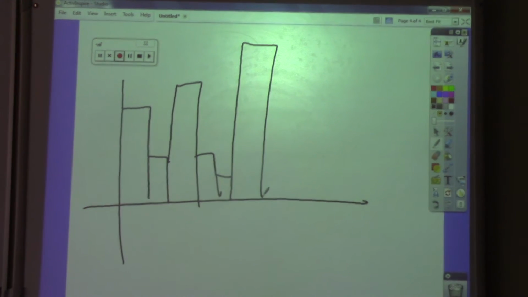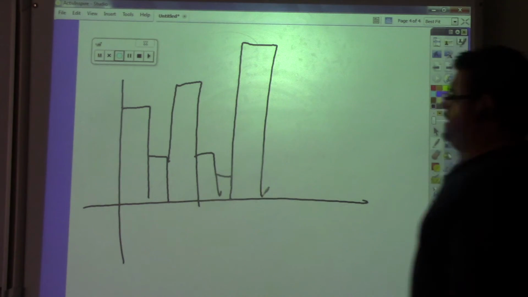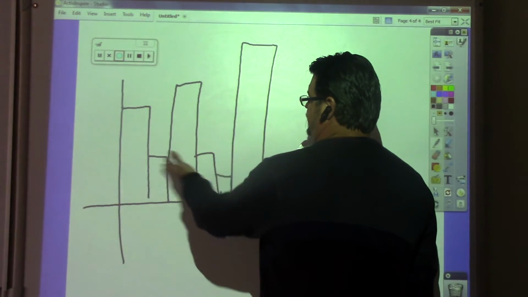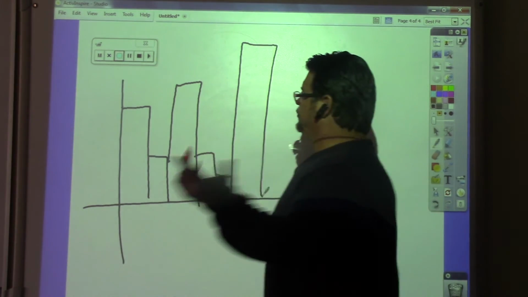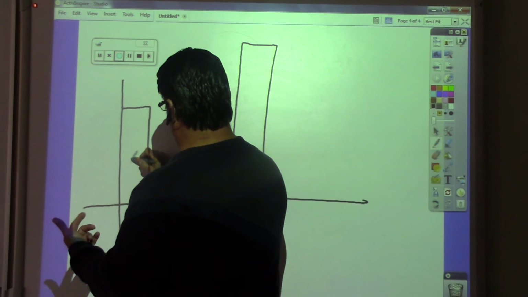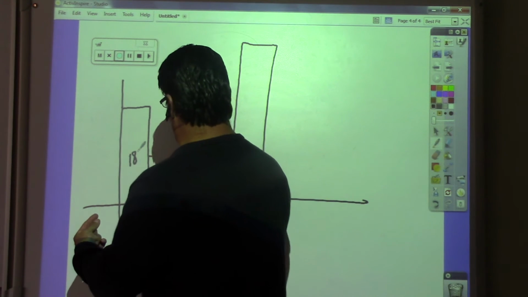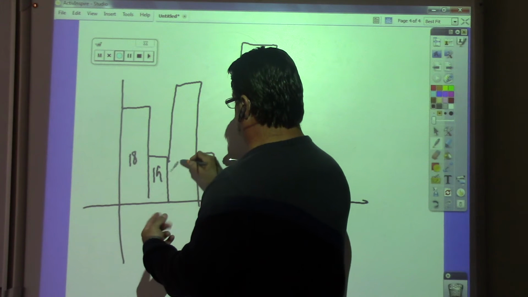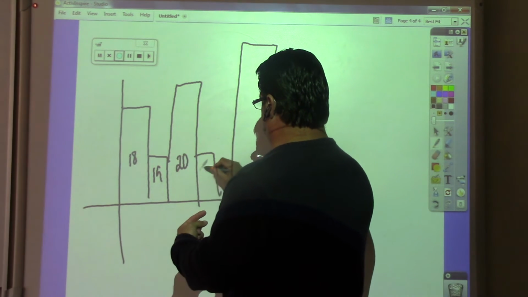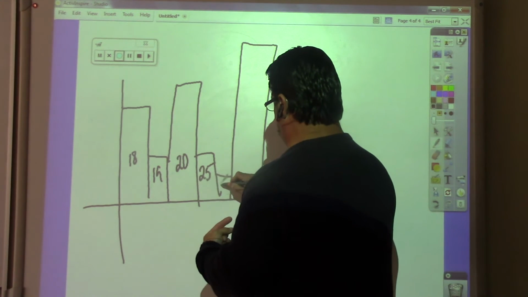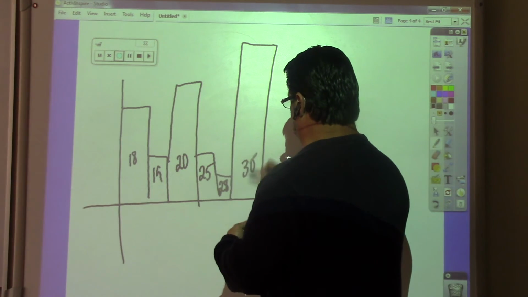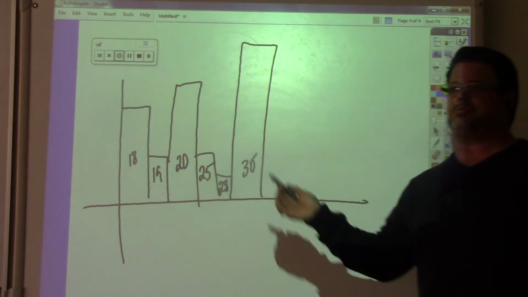That's variation. All right? This may be the number of people, the age groups of the people in the classroom. This may represent 18 years old. This may be 19. This may be 20. This may be 25. This may be 28. And this may be 30. In other words, that's the only representations in the classroom.